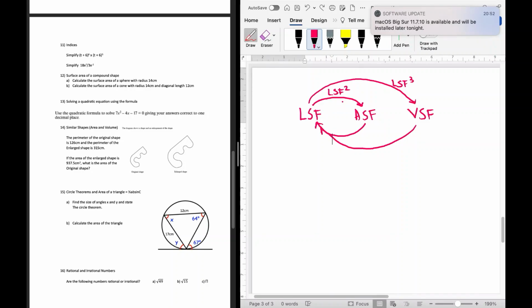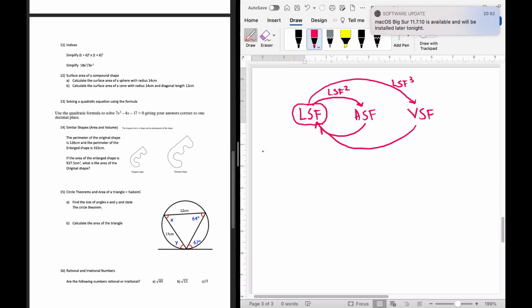At question 14, I've pre-drawn this here. So basically, length scale factors, area scale factors, and volume scale factors. Generally, in this question, we're going to be working out a length scale factor. So it'll say, on my small shape, my original shape, the length is this. On my bigger shape, the same length is now this. So if we take a look at 14, you've got an original shape, which is smaller, and an enlarged shape. They are similar shapes. So this is a similar shape question.